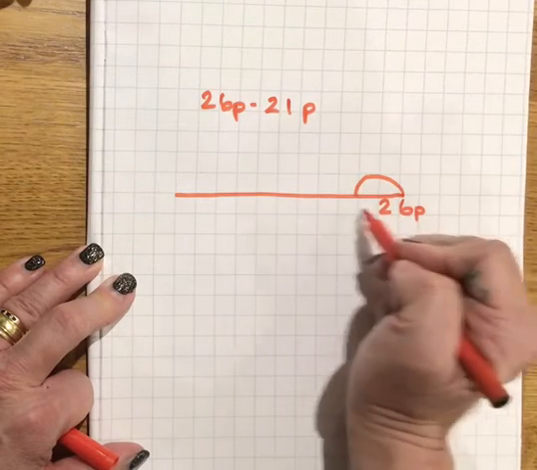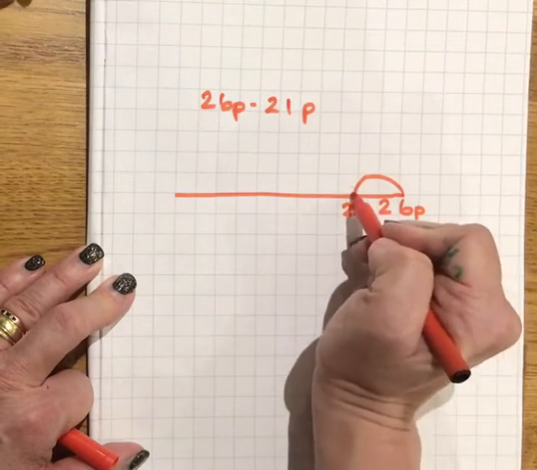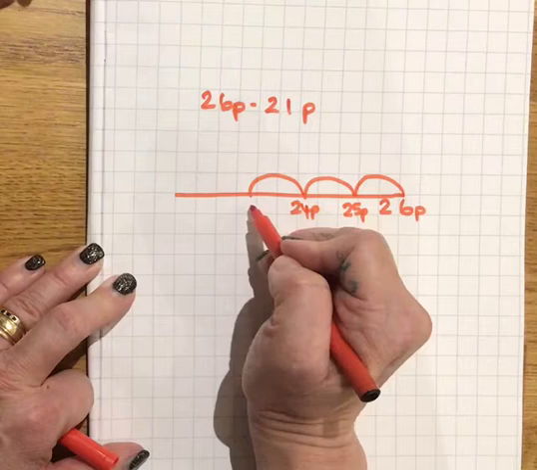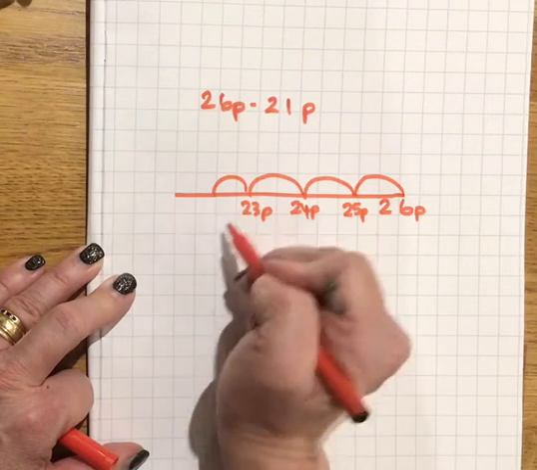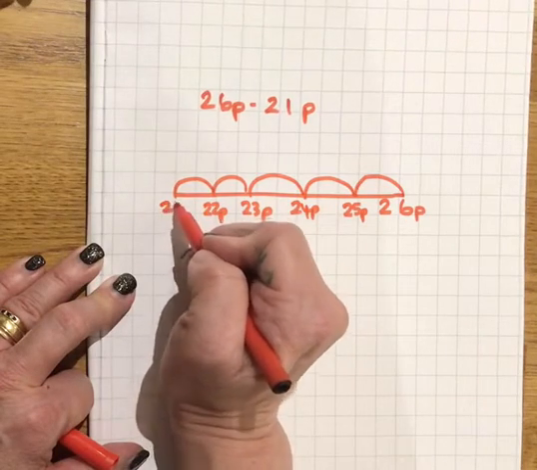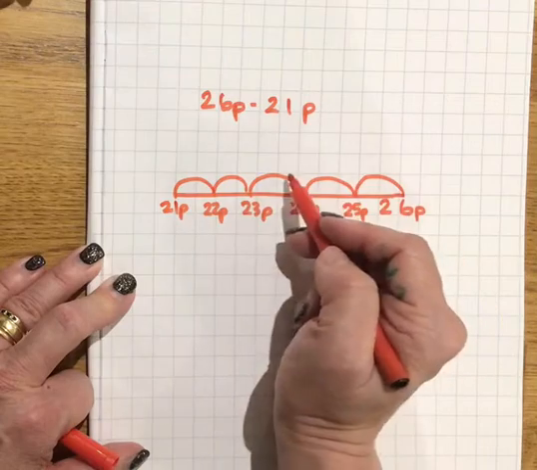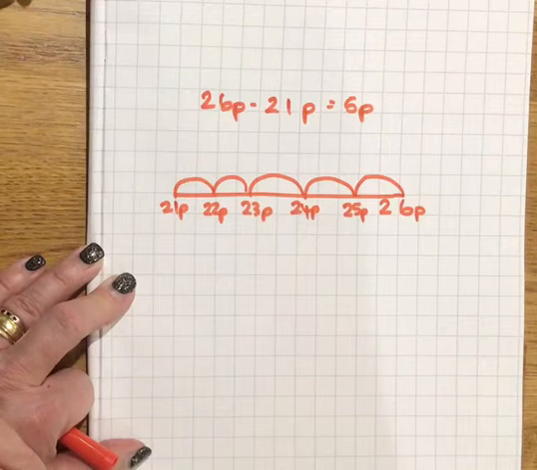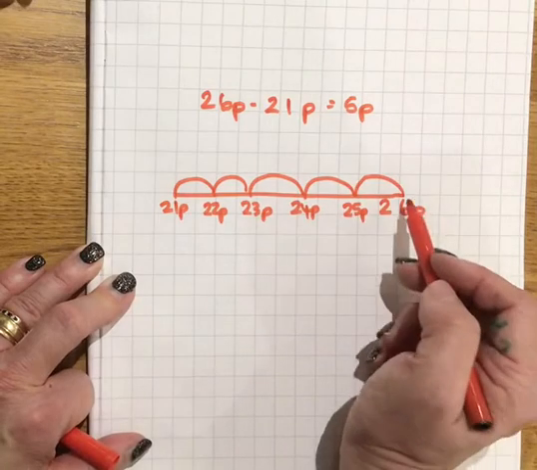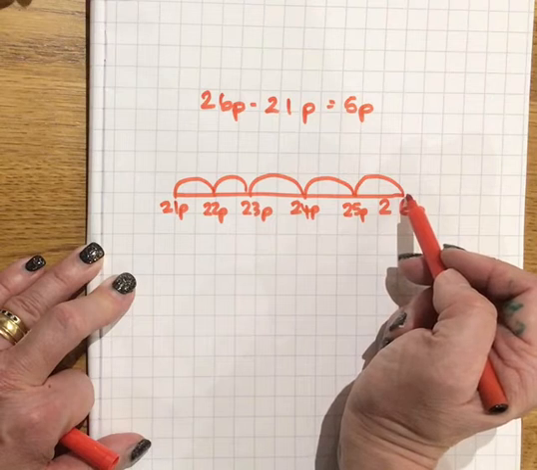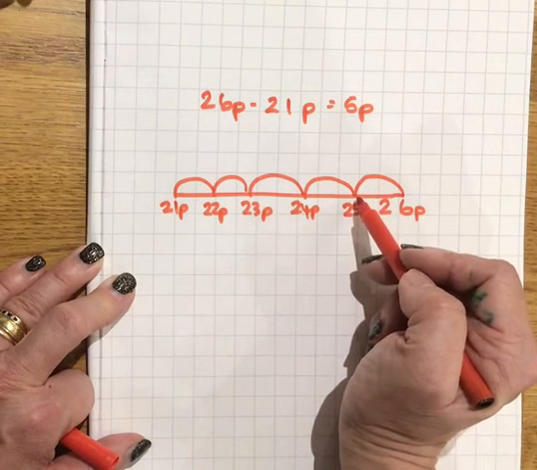So 26p, one jump is 25p. Next jump gets me back down to 24p. Next jump gets me down to 23p. Next jump gets me down to 22p. And the next jump gets me down to 21p. Count my jumps, 1, 2, 3, 4, 5. So the difference between 26p and 21p is 5p. Again, I can't emphasize enough, children, how important it is to make sure that when you're jumping on your number line, your jumps touch the number.